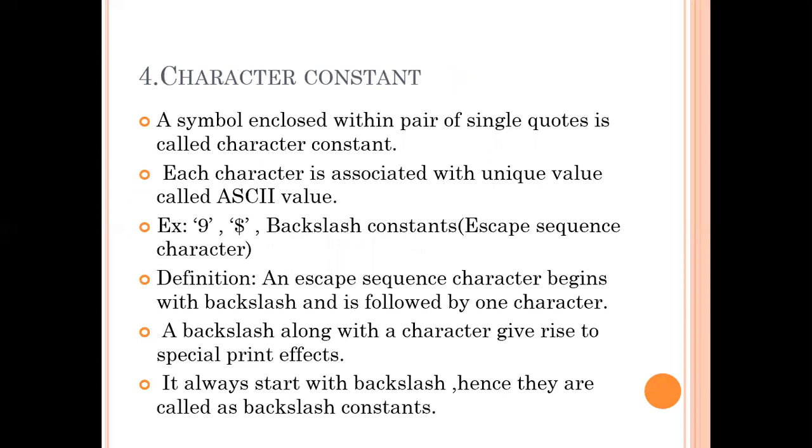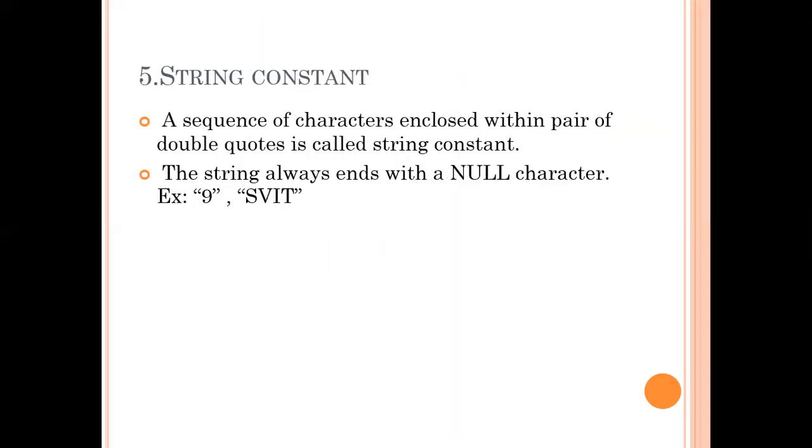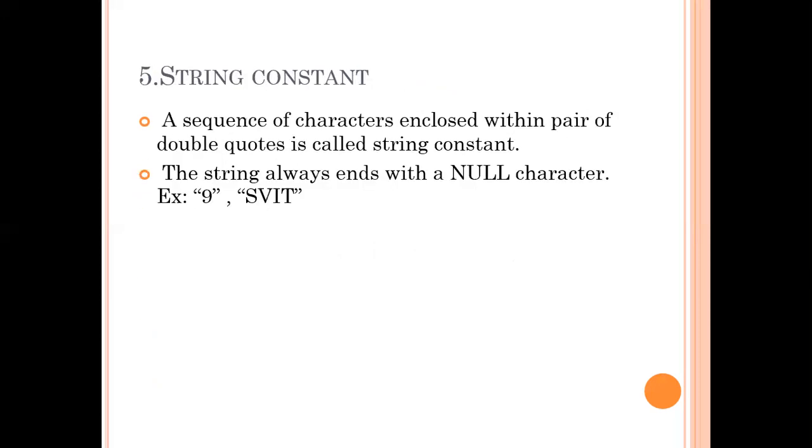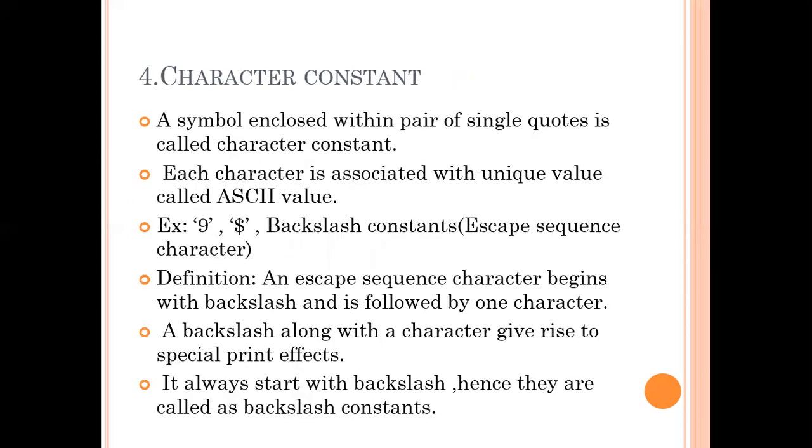Next come character constants. A symbol enclosed within a pair of single quotes is called a character constant. Each character is assigned a unique value called ASCII value. We have already discussed this, American Standard Code for Information Interchange. Each character has a unique value.